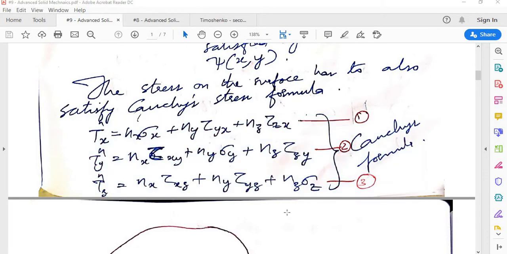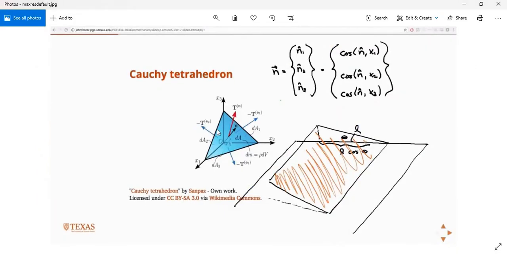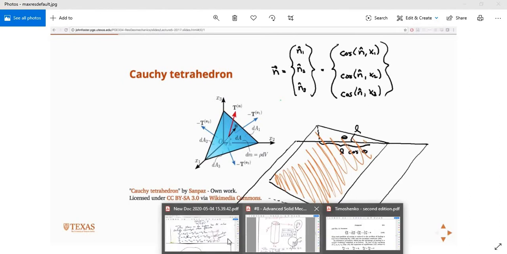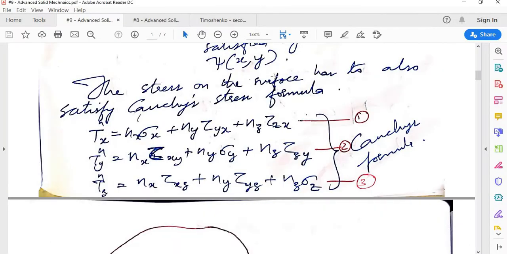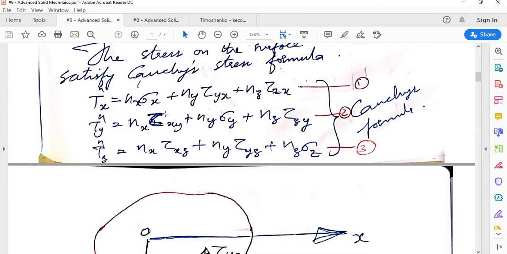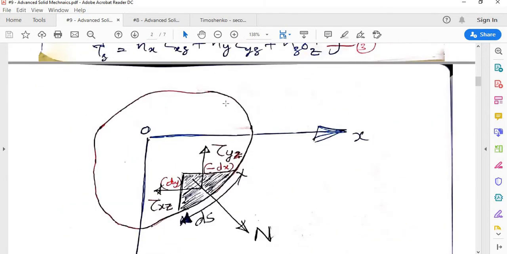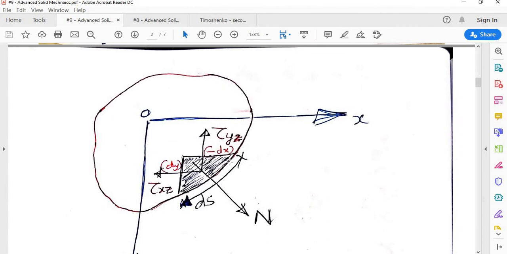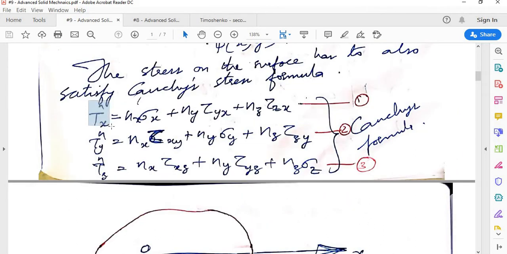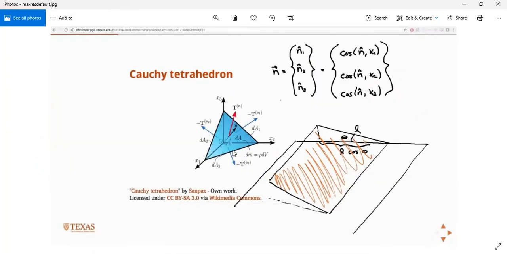So remember, again I will show you. In this case also, this is the three-dimensional surface for which we had derived the formula of Cauchy's. You can also refresh the derivation using your notebook. Remember, it is free of load. So Tx and Ty and Tzn are nothing but the forces along the three coordinate axes.